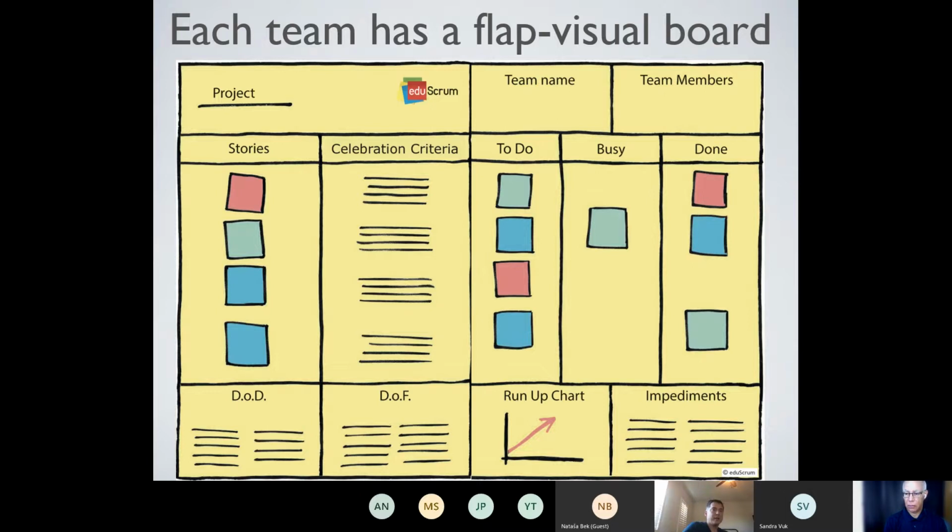You also see the run-up chart and the impediments area. The run-up chart gives people an idea of whether we are on track or not. Particularly for multi-week projects, this is a great feedback tool to tell the team if they are on track or not, and also to let faculty or teachers know which teams are on schedule, which teams are maybe behind, and which teams are ahead. And it is a good conversation topic for the team to self-regulate.